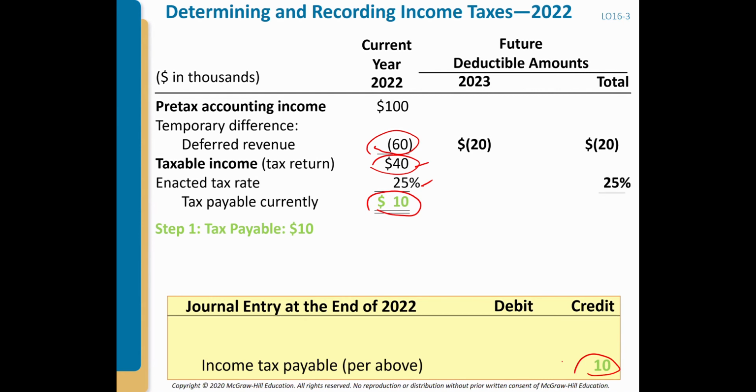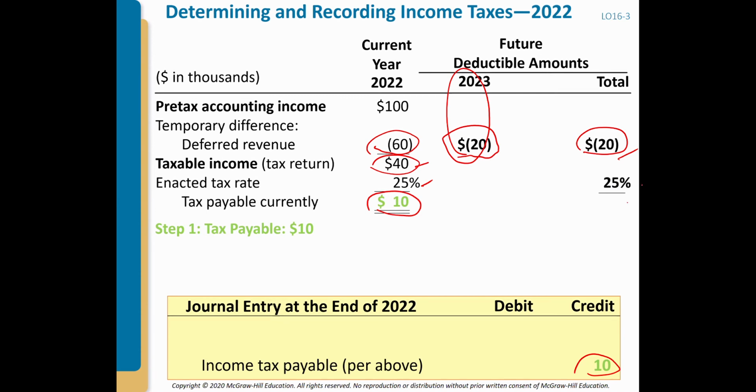So how about the future deductible amount? It was 80, so now it decreased by 60. That's why we have 20. That 20 will be deducted next year, in the year 2023. So now 20 is the future deductible amount.